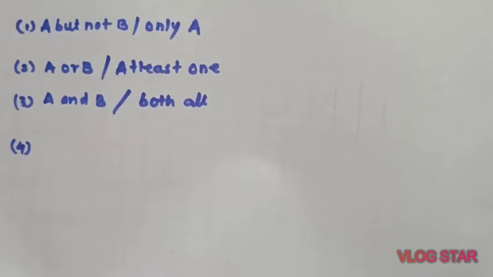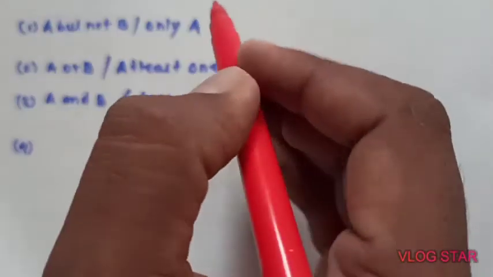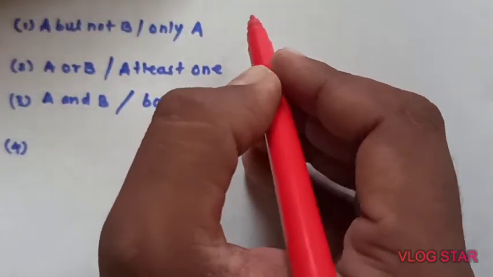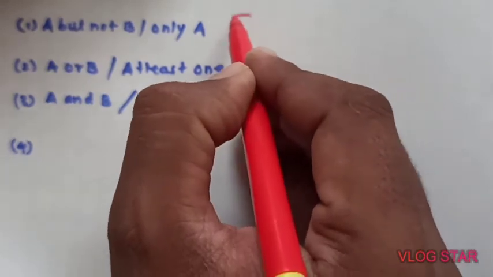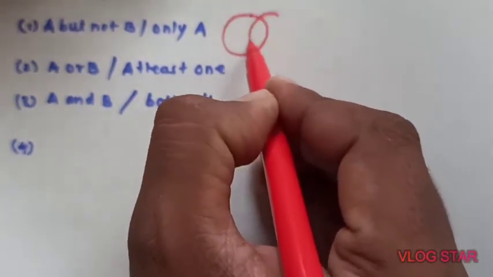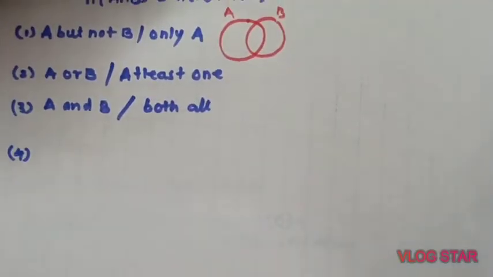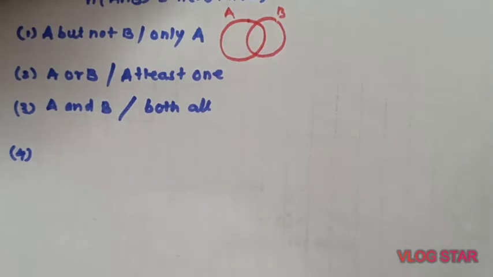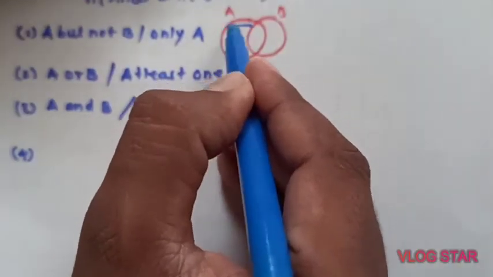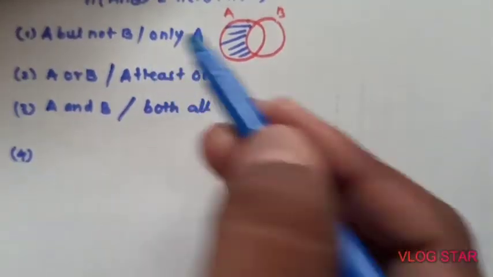Sometimes the question may be asked, number of elements in only A. So only A, what does it mean? We'll discuss with the help of a Venn diagram. Suppose we have sets A and B. Here is A and B. What does it mean by only A? This region. But how to write it with the symbol?